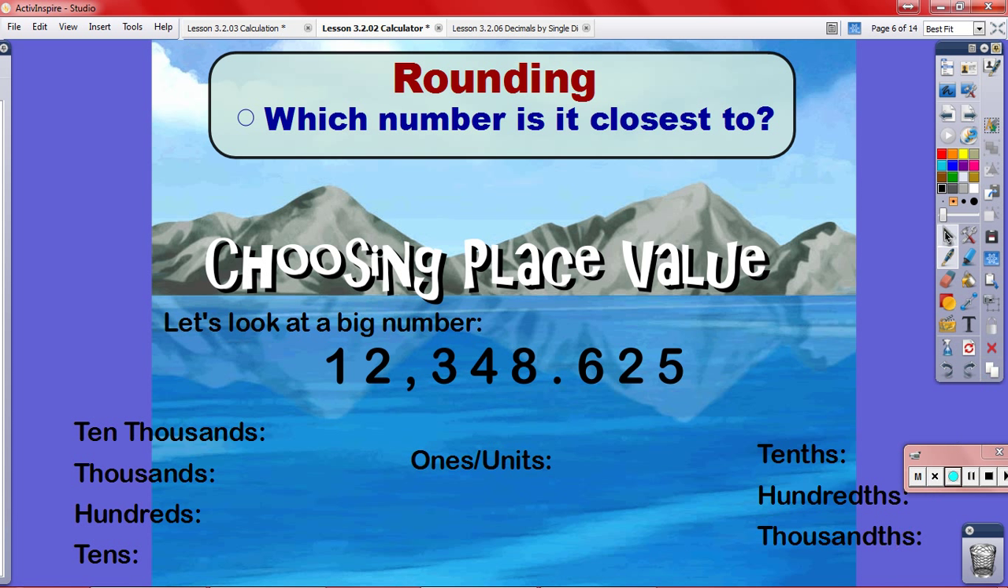So if I look at my ones or my units place, 8 here, this number is between two whole numbers, because if I put this on a number line, this decimal means that it's bigger than 12,348, but smaller than the next whole number, smaller than 12,349. So this number is between 12,348 and 12,349.